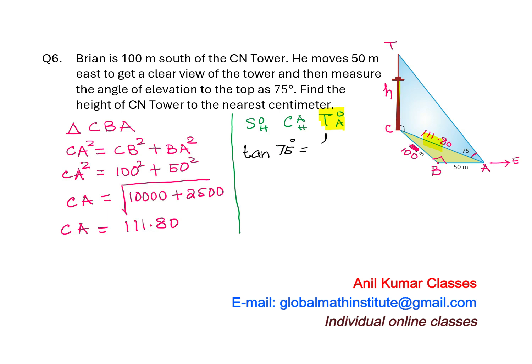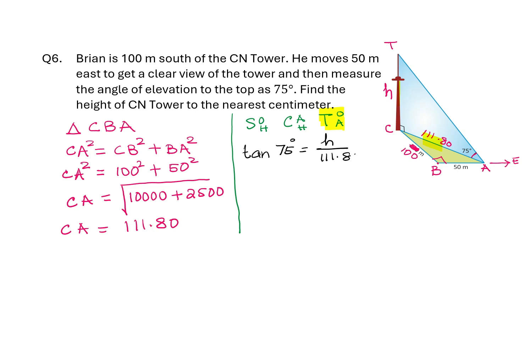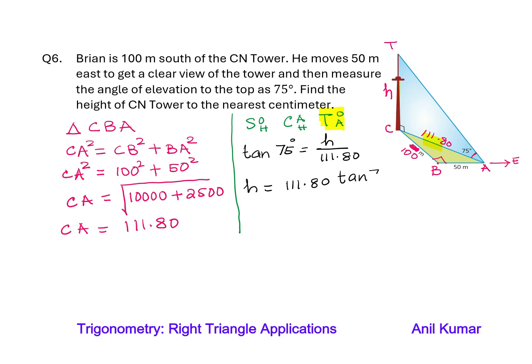Here, with reference to 75 degrees, we are looking at the tan ratio, since we are interested in height, which is the opposite side, and the adjacent side is 111.80. So we can write tan of the angle given to us, 75 degrees, equals height h over 111.80. So the height h, cross multiplying, is 111.80 times tan of 75 degrees. Let's calculate. So we have 111.8 times tan 75. It gives us 417.24.